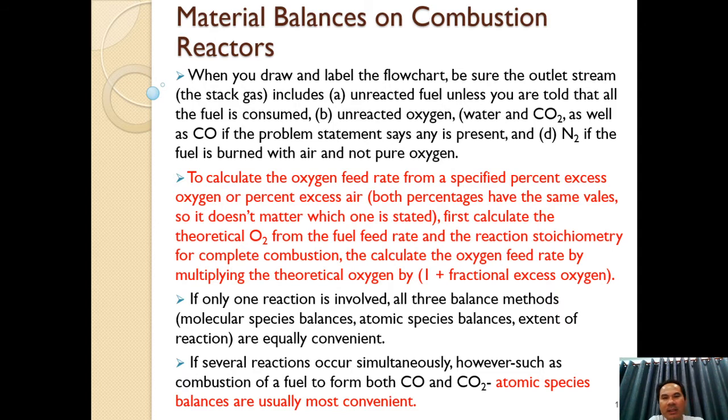When you draw the first step, you have to draw and label the flow chart, but you must ensure that you know what the outstream, the gas, is. Include the outlet stream of the combustion reaction: first, unreacted fuel, unless you are shown that all the fuel is consumed; unreacted oxygen and water; carbon dioxide as well as carbon monoxide if the problem statement says any is present. And the last one, nitrogen, if the fuel is burned with air, not pure oxygen.